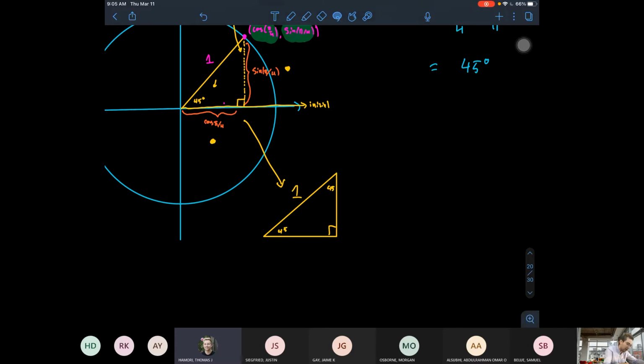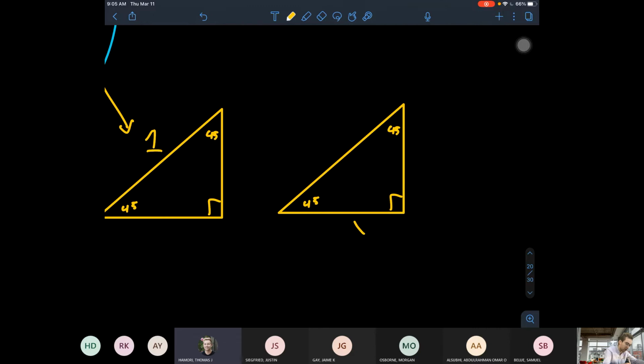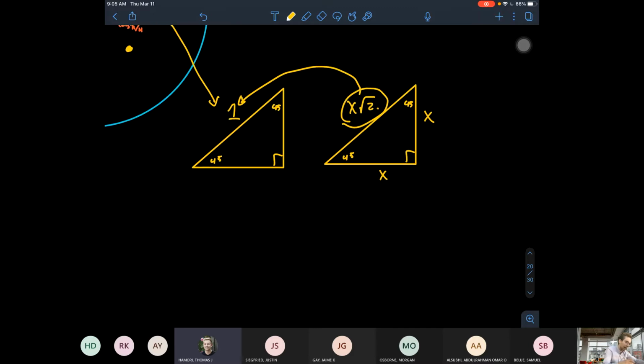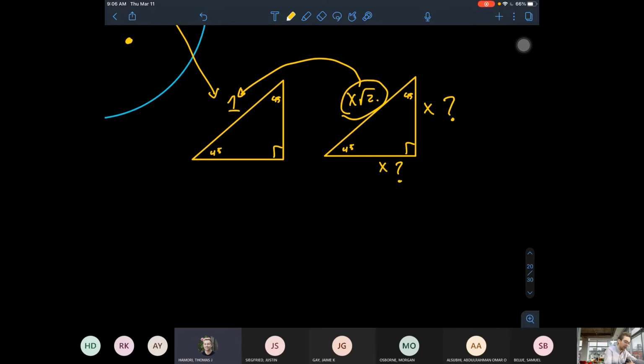Okay, and if I were to compare this to the 45, 45, 90 triangle, which I had before, I know that the side lengths of the 45, 45, 90 triangle will be x and x and x times the square root of 2. So here I know what x times the square root of 2 is. It's 1. And I want to know what is x. So I just set x square root of 2 to be equal to 1. And then I just divide both sides by the square root of 2. So I get 1 over the square root of 2.